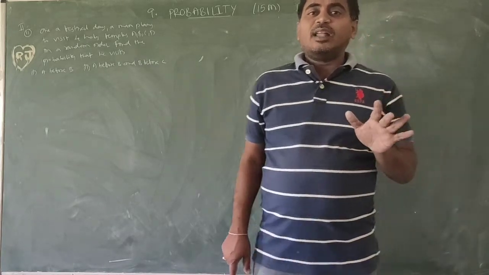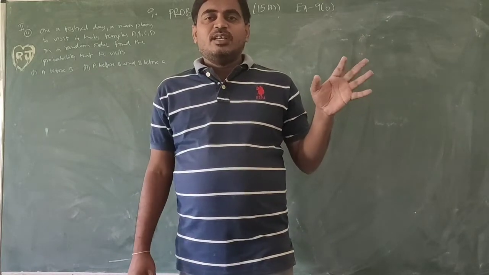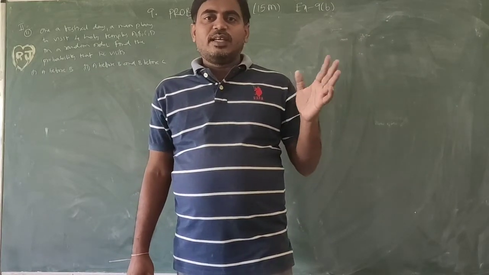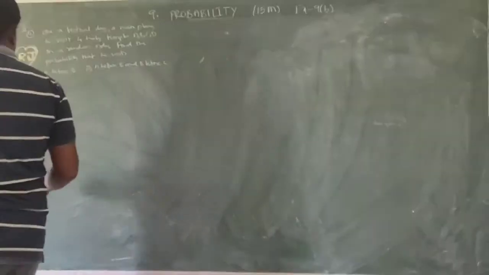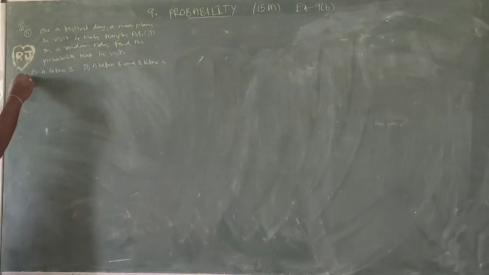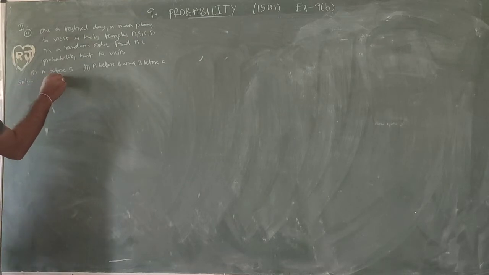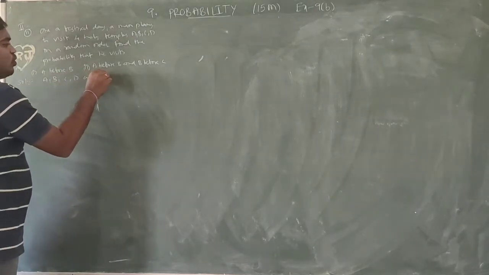So first I will write all the possibilities, all the ways: which temple first, which temple second, like that. All possible orders I want to write. So first, solution: A, B, C, D are 4 temples.